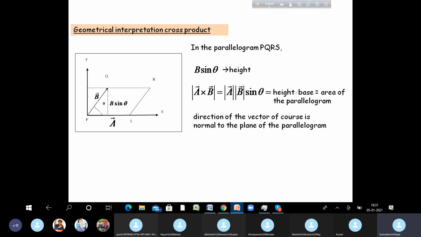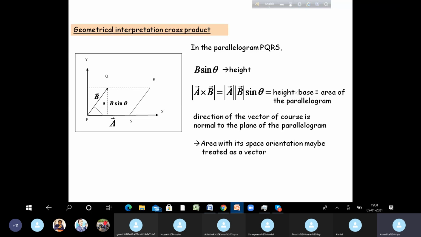If you are looking at your mobile screen or your laptop screen, then the direction of this vector is coming perpendicularly outward from the screen towards you. I hope all of you have understood and visualized. Okay, this is why area with its space orientation may be treated as a vector.